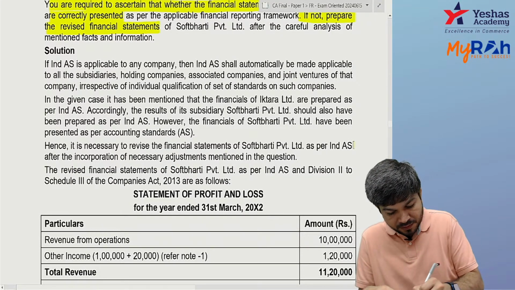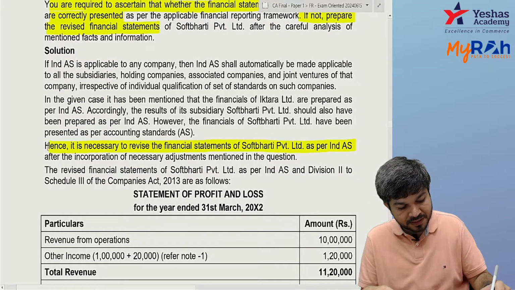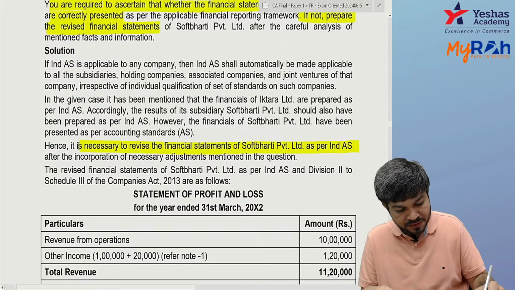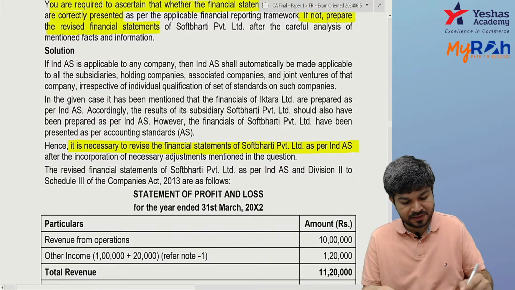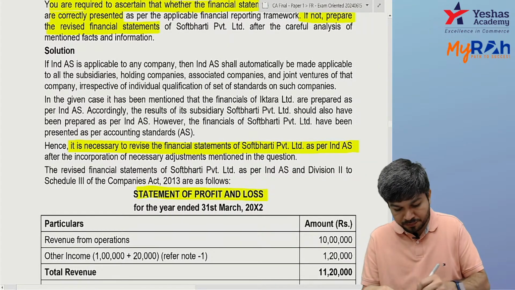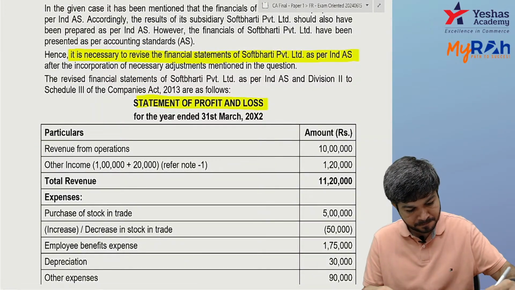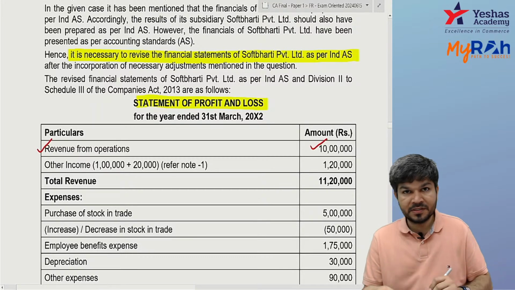It is necessary to revise the financial statement of Soft Bharti as per Ind AS. Your parent follows Ind AS, so you need to follow Ind AS. New P&L. Revenue from operation is the same.